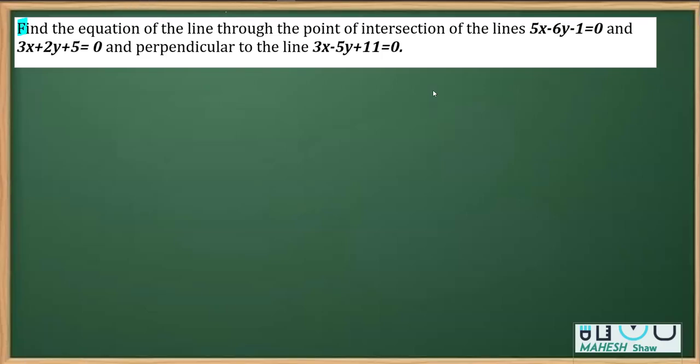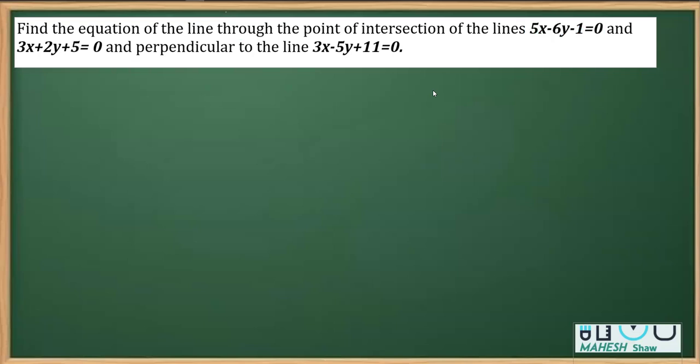In this question, it says find the equation of a line, and the line is passing through the point of intersection of these two lines. Further, it says that the line is also perpendicular to this another line.